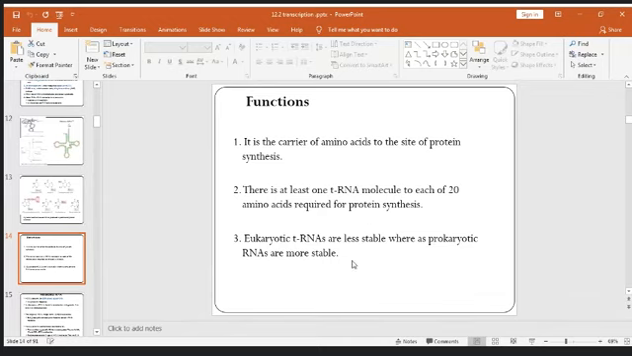I told you this one. Eukaryotic transfer RNAs are less stable, whereas prokaryotic RNAs are more stable. I told you the reason for this one. The eukaryotic RNAs undergo post-transcriptional modifications, which make them able to resist the attack of the nucleases for a long period of time.